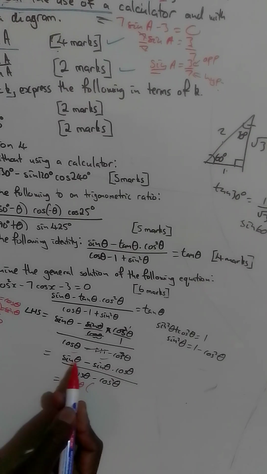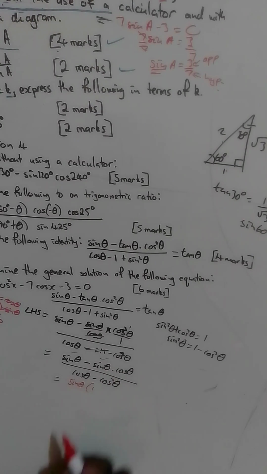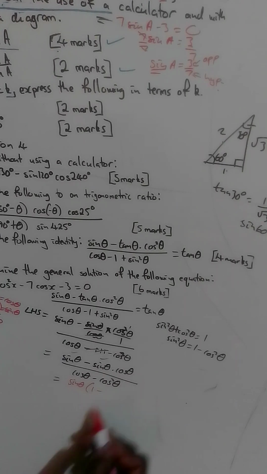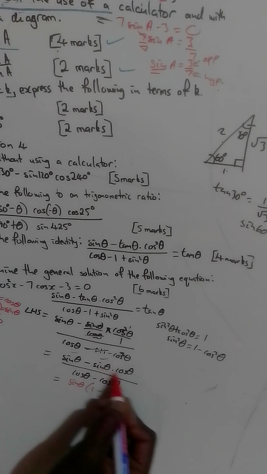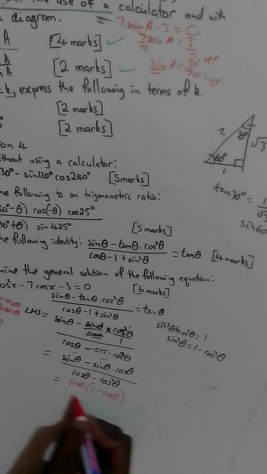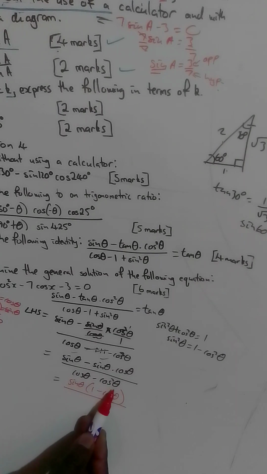I open the bracket. For me to have this sin theta, I say sin theta multiplied by 1. And on the second term, I've got a positive outside, there's a negative here, which means there's a negative. And then it was sin theta multiplied by cos theta for us to have sin theta cos theta. So I write cos theta here. I close the bracket. I come here, I've got cos theta minus cos squared theta.